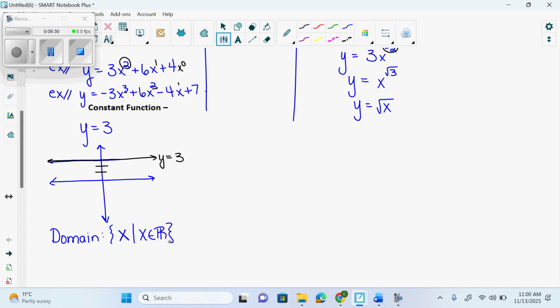What y values exist on this graph? 3. That's it. Are there any other y's on here? They're all just y equals 3, correct? So my range is going to be y such that y equals 3. That's it. You're often not given a constant function anyways. We just discuss it so that if you were, you would know. Okay? Flipping over, going back into grade 10 land.